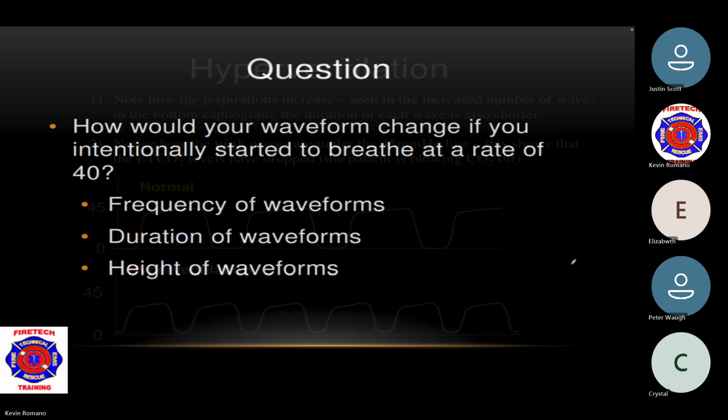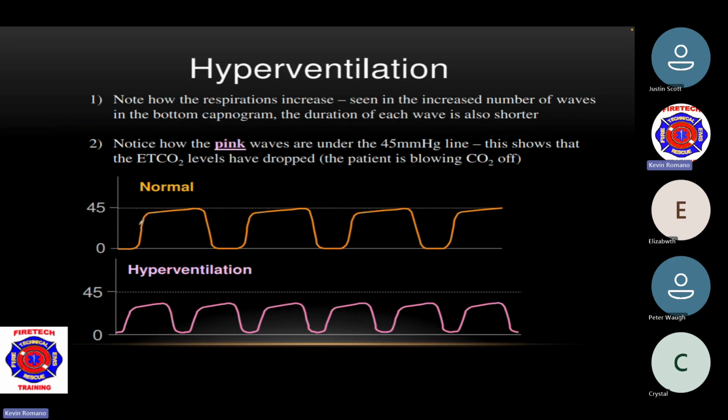All right. As you can see here, normal being 45, in that line 45, it's going to be lower. It's going to be faster in frequency. And you notice the difference here in the duration. It's going to be shorter. That's hyperventilation.